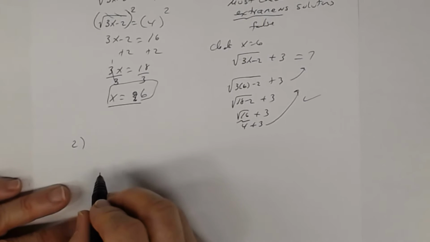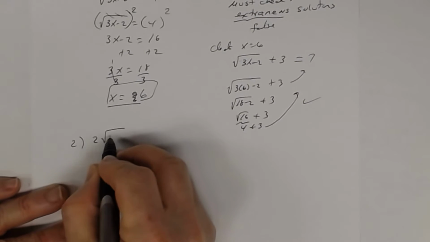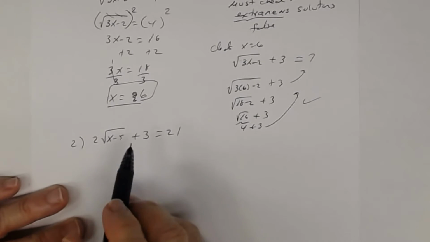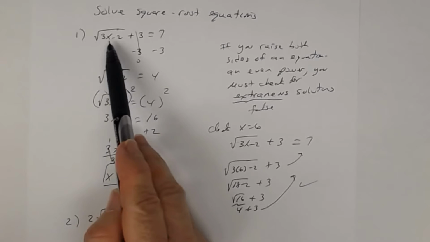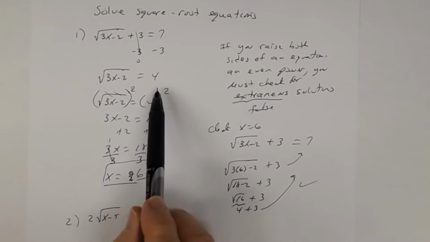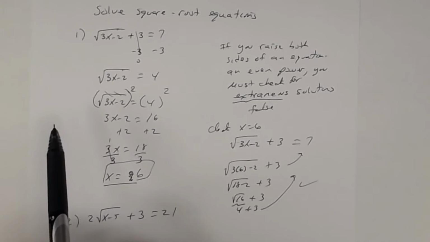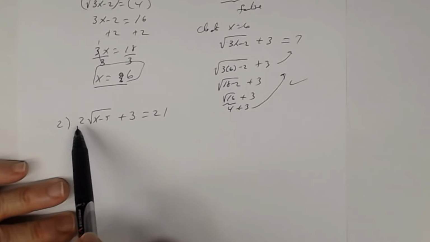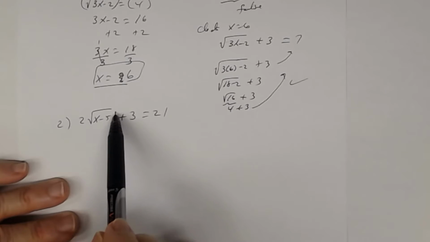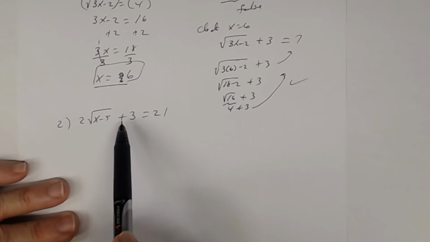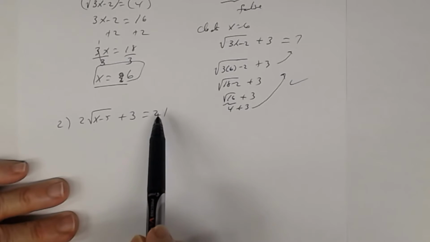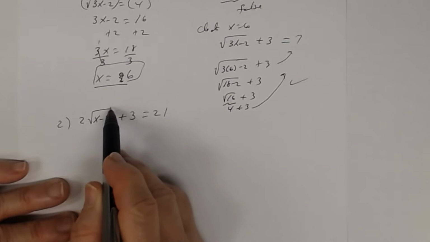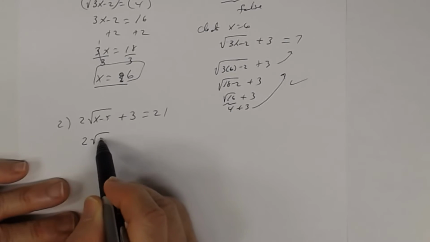In number 2, we have 2 times the square root of x minus 5, plus 3, is equal to 21. Remember we discussed you want to isolate the radical by itself, and once you get it by itself, you're going to square both sides. Notice I'm multiplying the radical expression by 2, and then adding 3 to whatever that is, and that's equal to 21. So the first thing you're going to do is subtract 3 from both sides because you want to isolate this radical.